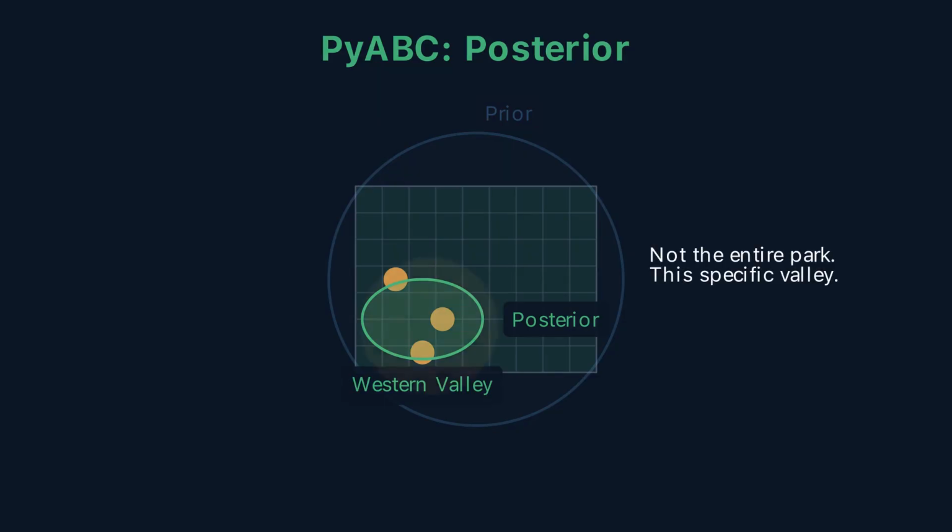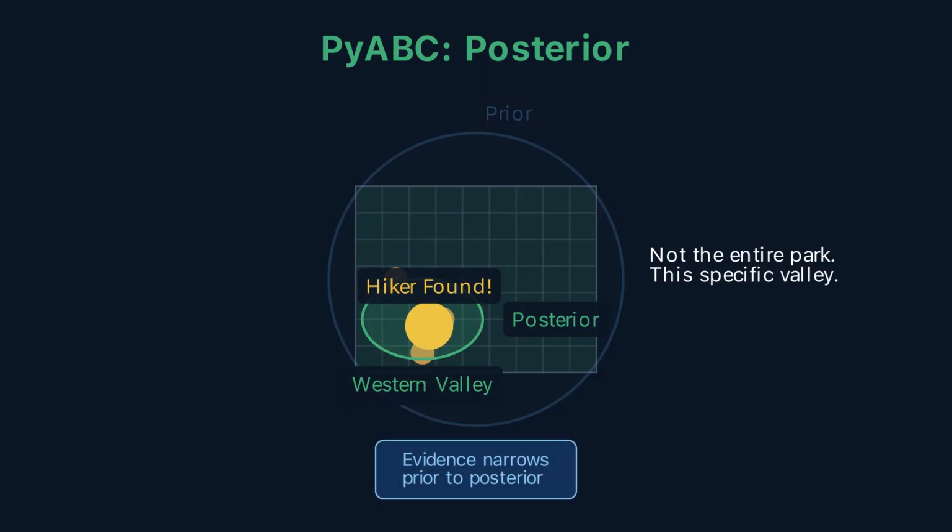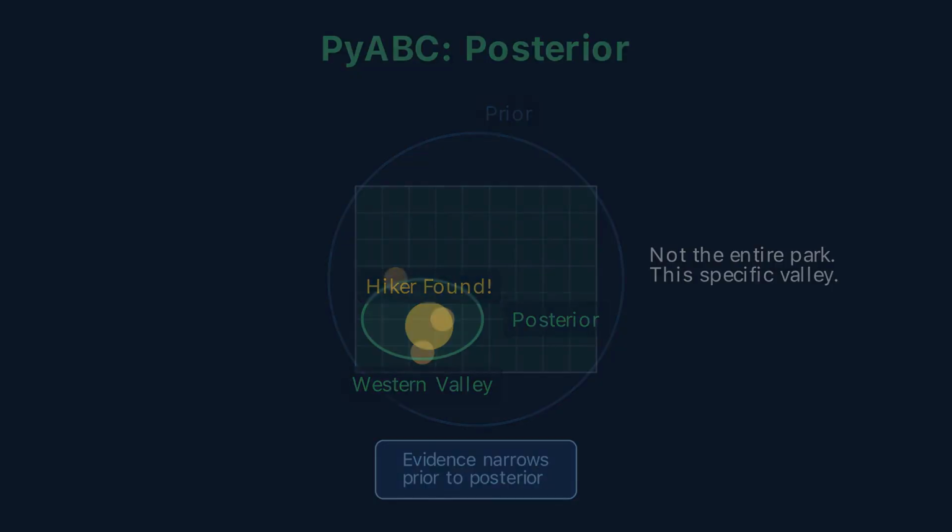The posterior distribution. Not the entire park. Not the 5-kilometer circle. This specific valley. The rescue team converges. And there, by the creek, sheltered under a rock overhang, the hiker is found.